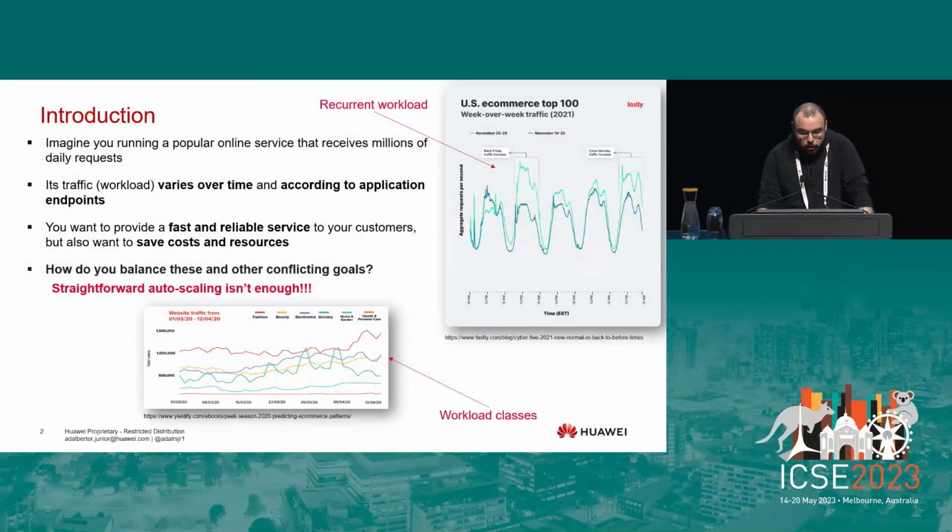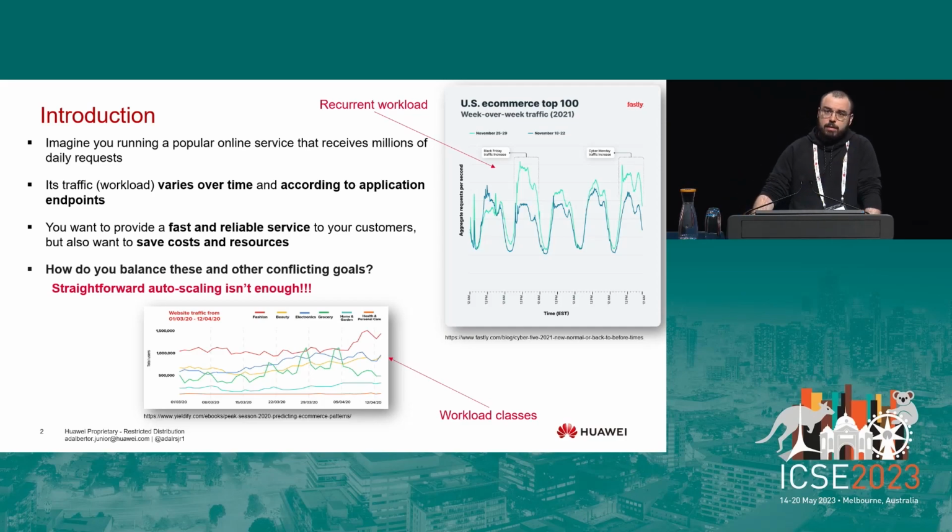What is it about? Imagine that we have a popular online service that receives millions of requests. But the traffic varies over time, as you can see, it's seasonal. And also the traffic varies according to the endpoints available in the application, in the services. What you want as a product owner is to have the maximum performance of your service while also saving costs. How can we do that?